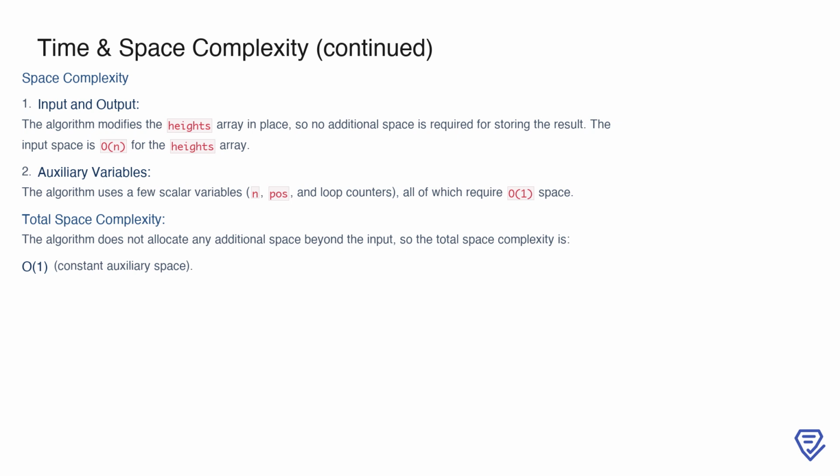First, we consider the input and output. The heights array is modified in place, meaning no additional space is used to store the result. The input space is O(n), as it only depends on the size of the heights array. Next, we look at the auxiliary variables used by the algorithm. These include scalar variables like n, POS, and various loop counters. Since these variables do not grow with the input size, they require constant space, or O(1). When we combine these factors, the algorithm does not allocate any additional space beyond what is already required for the input. Therefore, the total space complexity of the solution is O(1), meaning it uses constant auxiliary space.